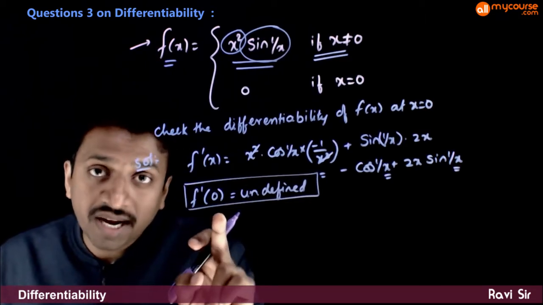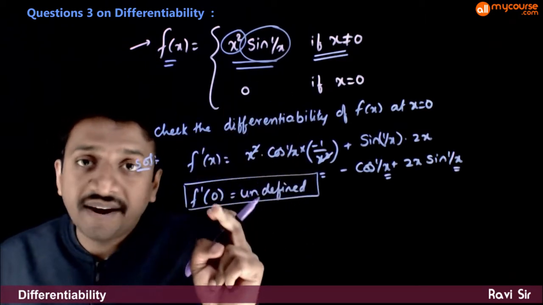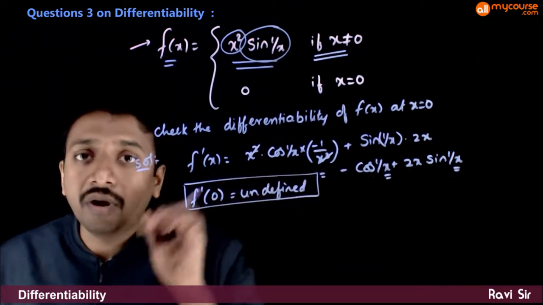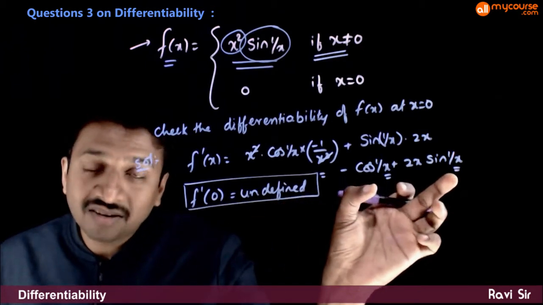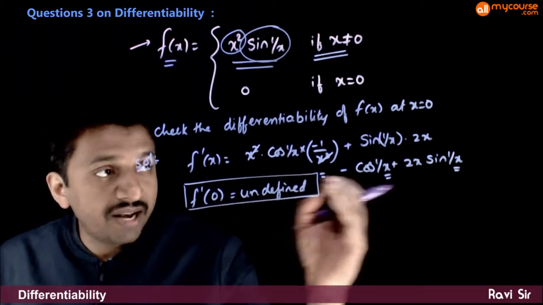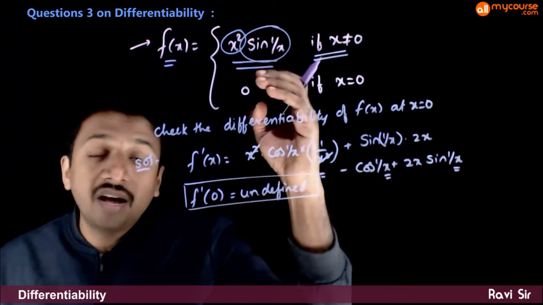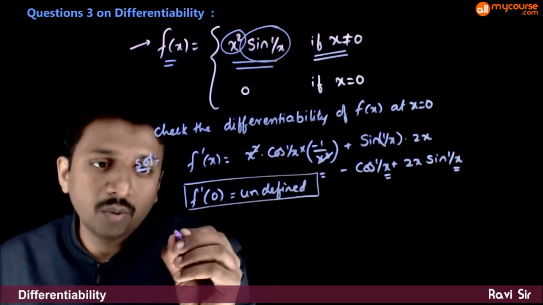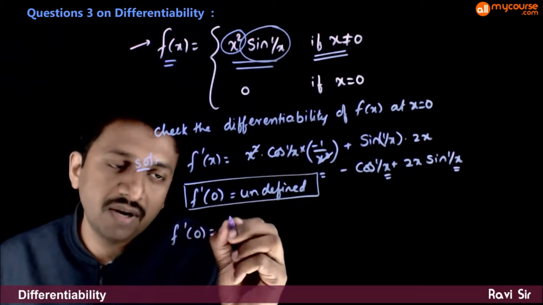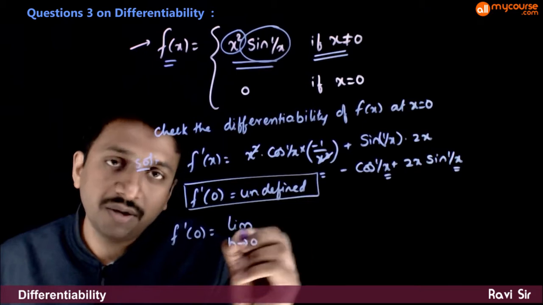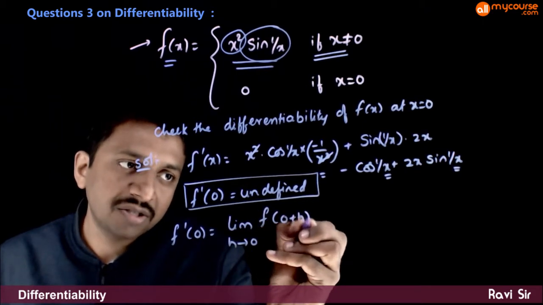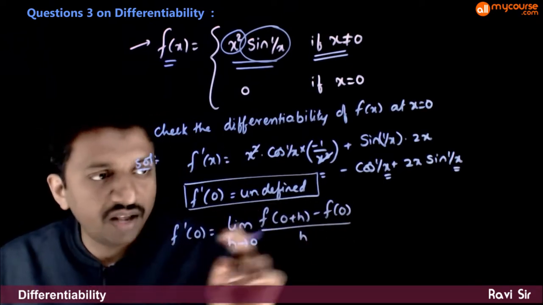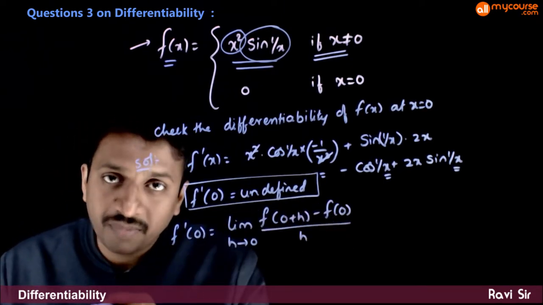If you conclude that f(x) is not differentiable at x is equal to 0, because from the direct formula you don't get any answer, that will be wrong. Whenever you get some complications like this on using the direct formula, go for the first principles. So what is the first principle? f dash of 0 is equal to limit h tends to 0, f of 0 plus h minus f of 0 by h.